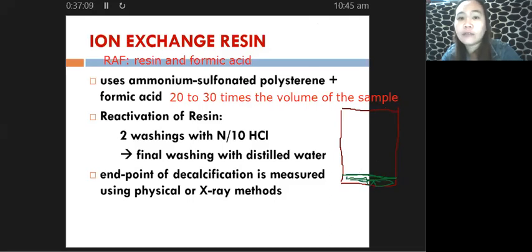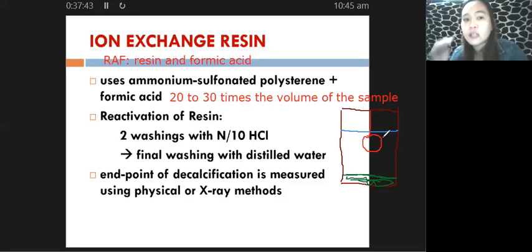So after that, add your formic acid. Again, how much of your formic acid should you use? We have 20 to 30 times the volume of the sample. Okay, so that's your formic acid. And how do we suspend your sample? You have to suspend it at the upper portion of your container. So say for example, that's your sample.